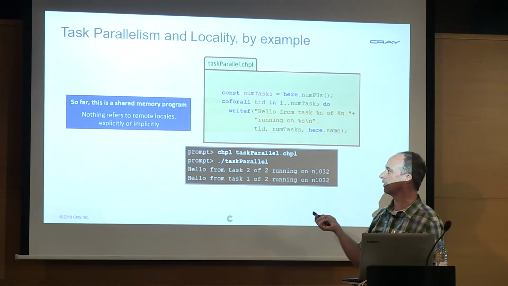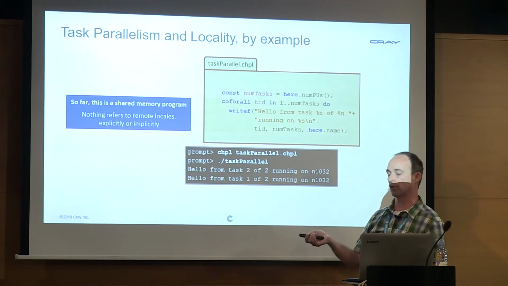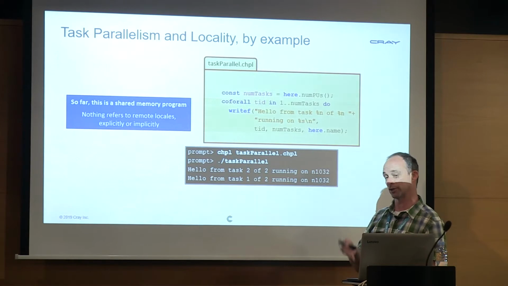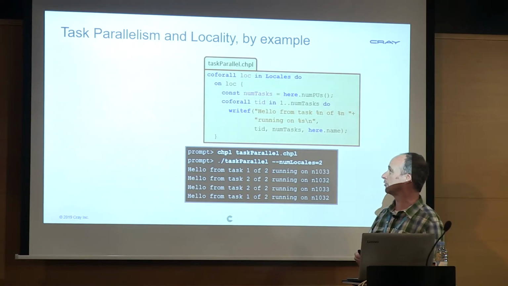Now, as I've written this code here, this is just a shared memory program. I haven't done anything to talk about any locales, and as I said, I start running on locale 0. So if I just ran this code, it's never going to leave locale 0. It's just completely shared memory. But with a minor change to it, I can basically make it distributed memory.